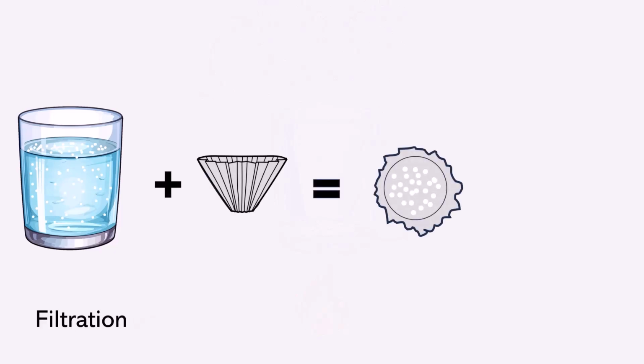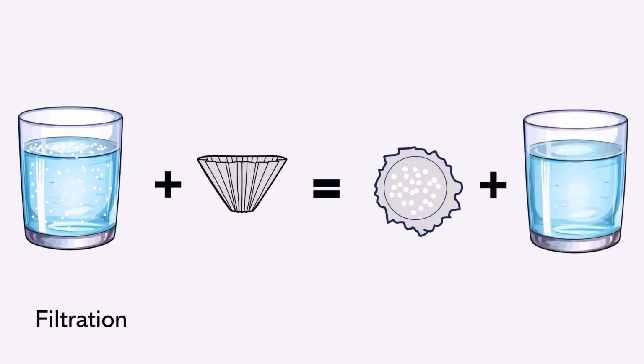For a chalk water mix, just pour it through a filter paper. The filter will collect the chalk pieces and the water will pass through. Filtration can be used for most solid liquid mixtures.